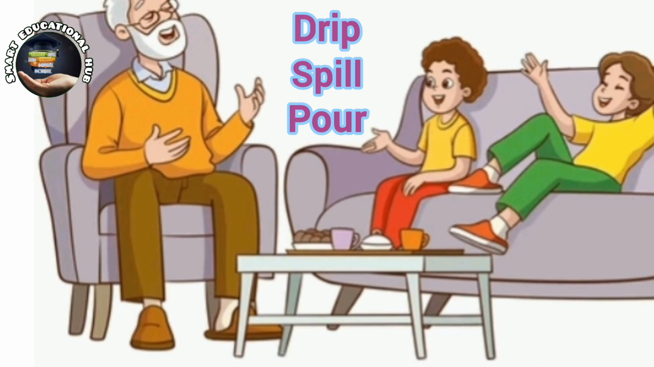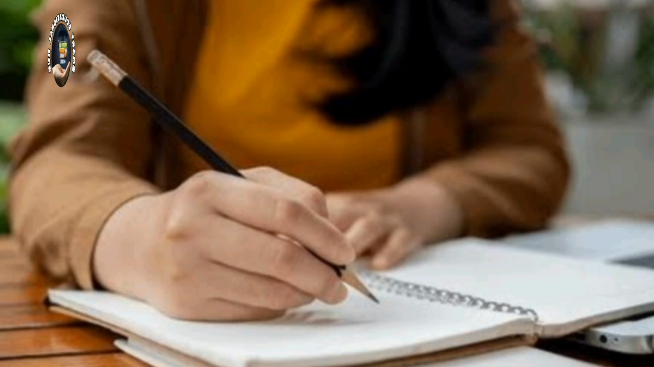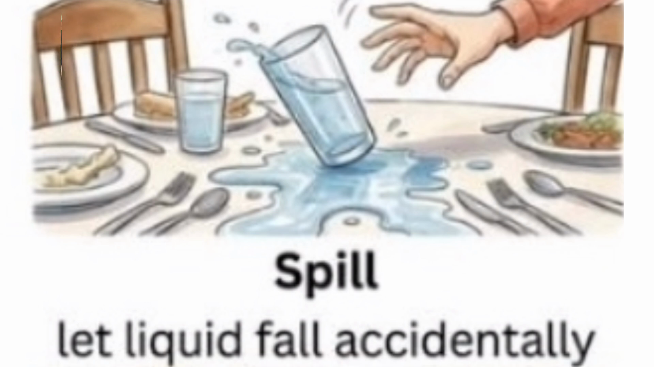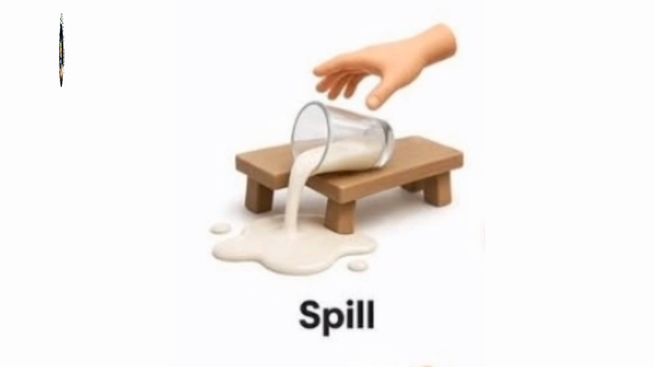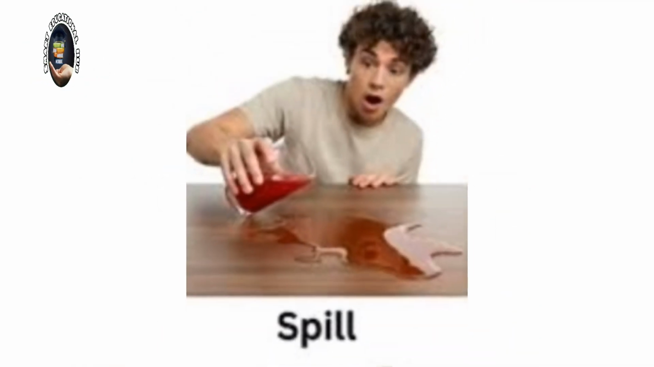These verbs are very useful in daily English, storytelling and writing. So let's start learning. Spill means let liquid fall accidentally. When a liquid accidentally comes out of its container and is spread around, it happens if you drop, tilt, or overfill something like a glass or bottle. Usually happens suddenly when something is handled carelessly.